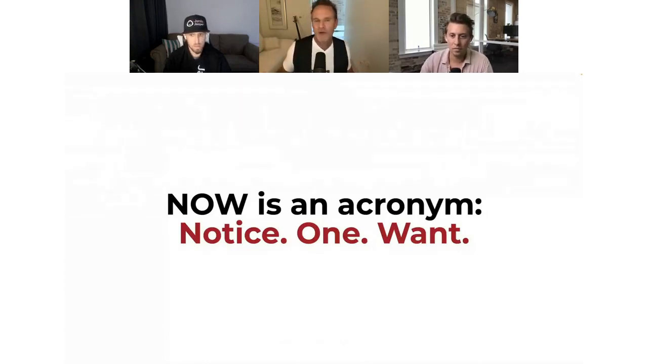It's just a way for me to remember now, okay? This is breaking things down into three things, three steps. N for notice, O for one, and W for once. We're going to break each of these down right now.